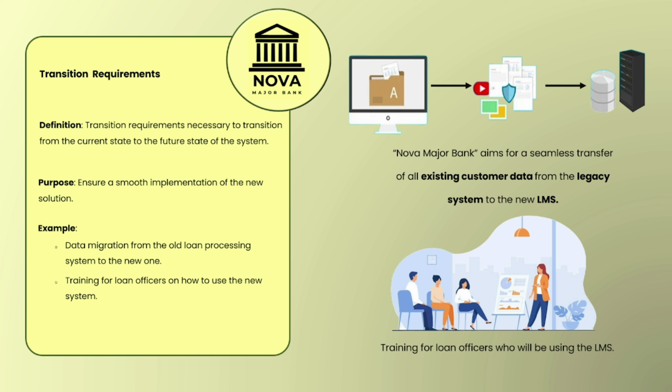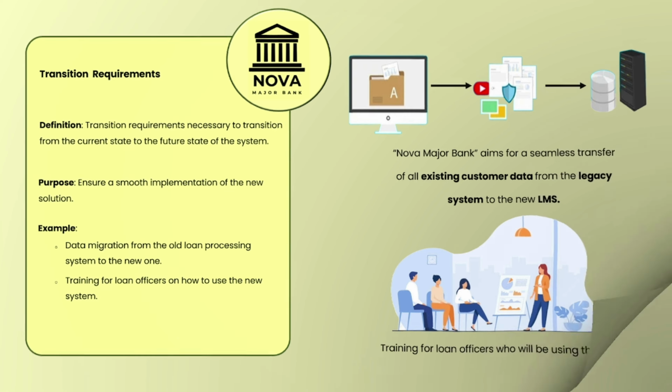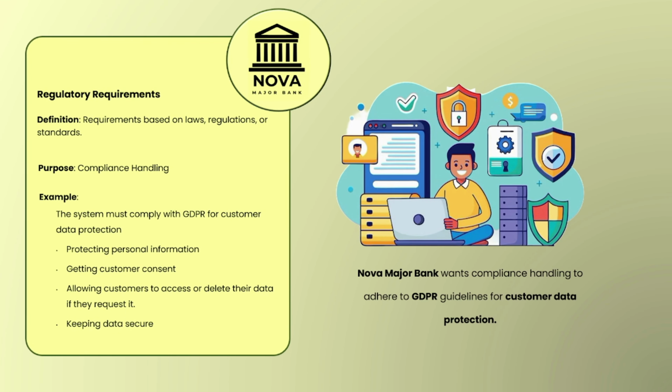So now let's check the final requirement. The final requirement is a regulatory requirement. It is a requirement based on laws, regulations or standards. The purpose is compliance handling. So the best example is here.